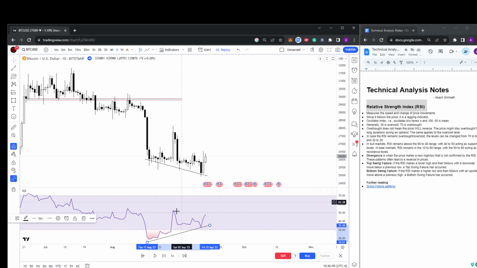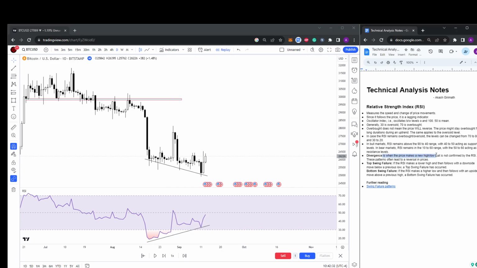Now, this pattern where the price and the RSI basically diverge away from each other is very key, right? They are called divergences. In this case, it is a bullish divergence because the RSI has been producing higher lows. And the way this pattern resolves is that the underlying asset shoots up. That's what I've written here. Divergence is when the price makes a new high or low that is not confirmed by the RSI. For example, the price has produced a new low here, but the RSI has not confirmed it, right? Which is when the divergence is created, right? These patterns often lead to reversal in price, right?